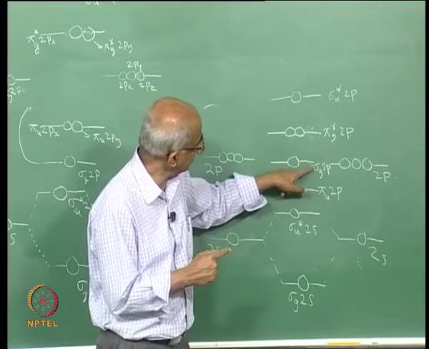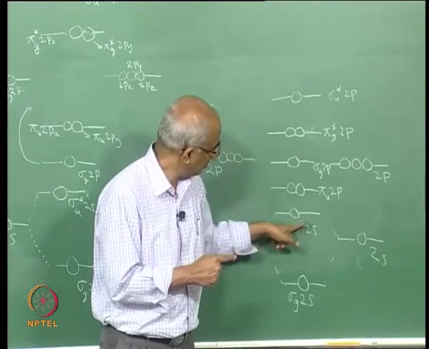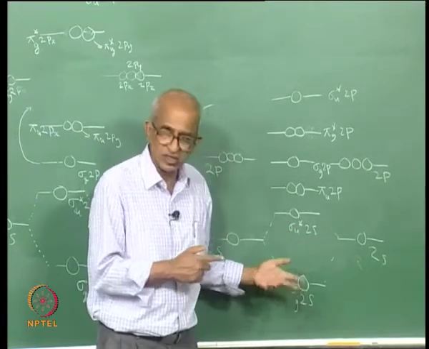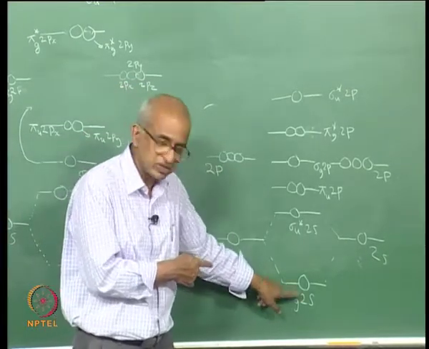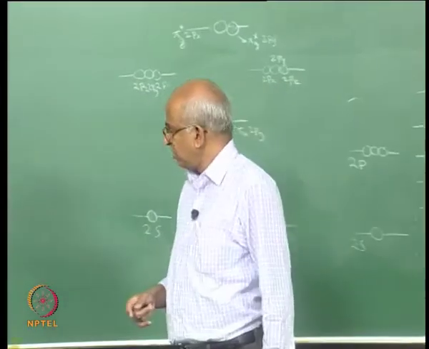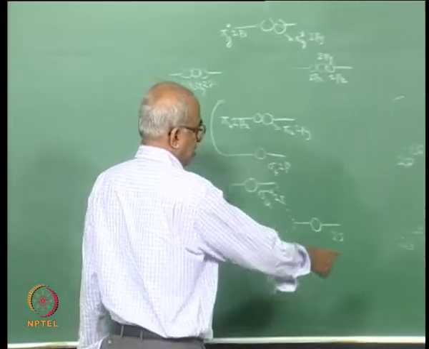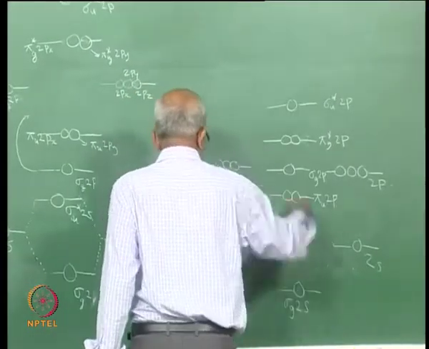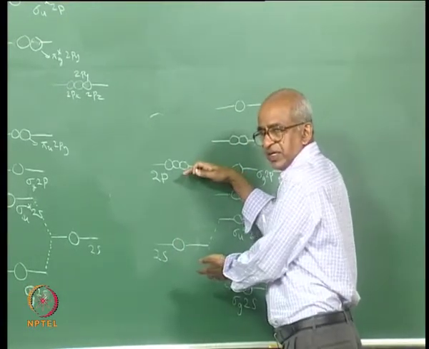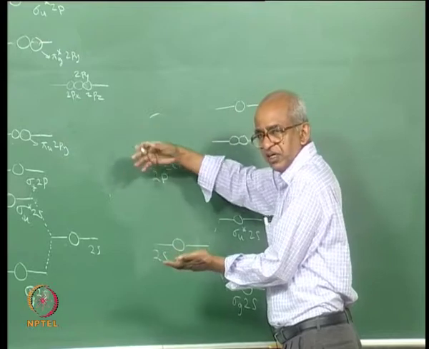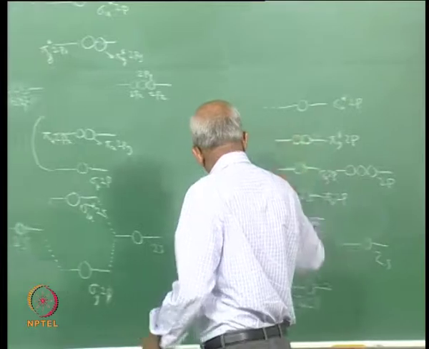Therefore, you cannot really say that this is sigma g 2p and that is sigma u star 2s and this is sigma g 2s, because there is appreciable contribution from the 2p orbitals also for these orbitals. Now, for analyzing these diatomic molecules, let me start with this picture, because this is a situation where 2p and 2s are not that much separated, and that will happen in the case of lithium, then in the case of Be2, C2 and so on. So, let me write this orbital order.